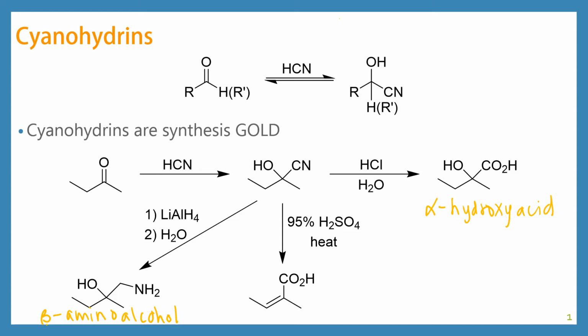And then we can also react the cyanohydrin in almost concentrated acid and heat it up. What this would allow us to do is hydrolyze the nitrile to a carboxylic acid while also eliminating the alcohol through dehydration. And this gives us an alpha beta unsaturated carboxylic acid.